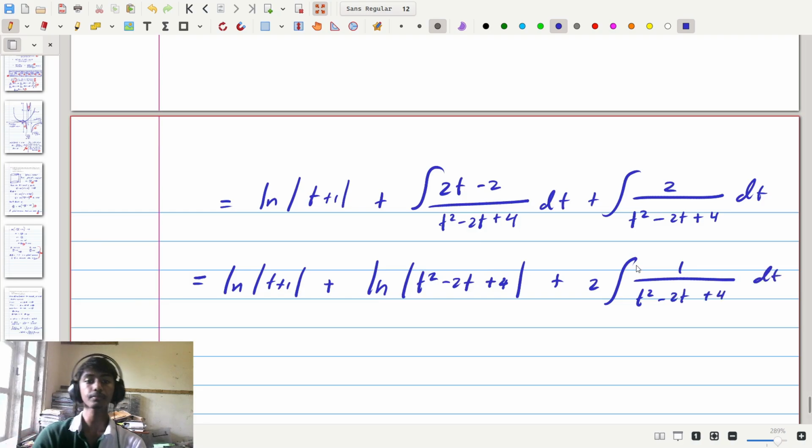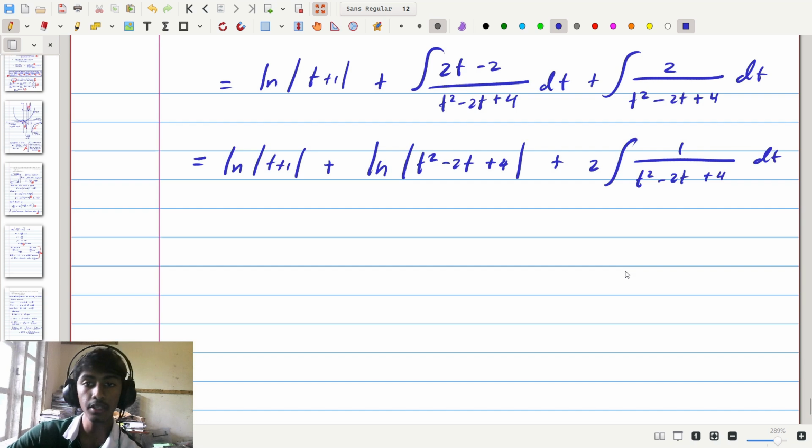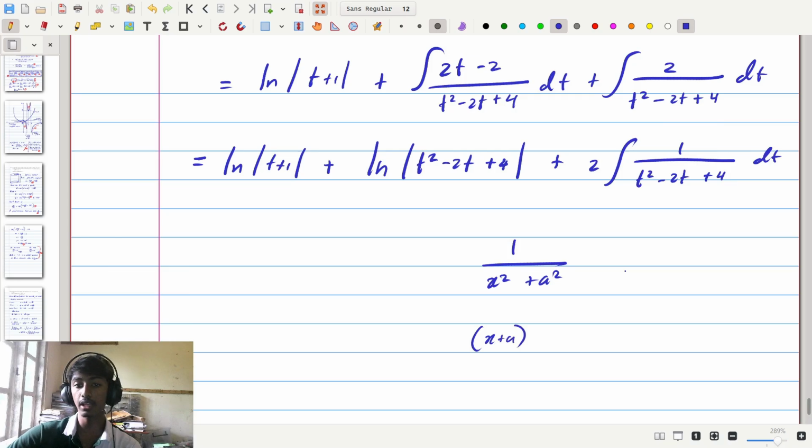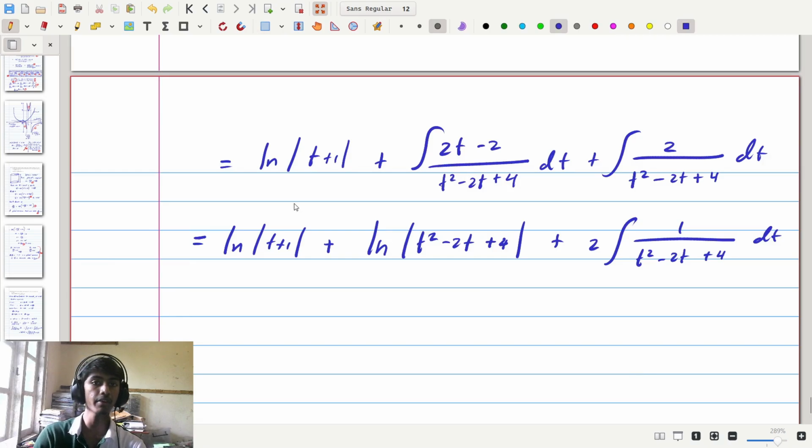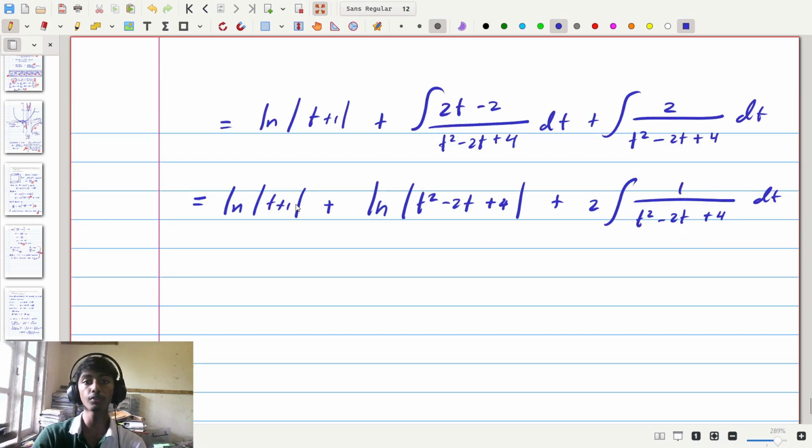Now, in order to turn this into a proper integral, what we need to do is write it in the form 1 over x squared plus a squared, or 1 over x plus a, or something like that, squared plus b squared, because then we can use the tan inverse integral to find it more easily. So what we're going to do is convert this integral into that format, and then write it in terms of what we know for the tan inverse.